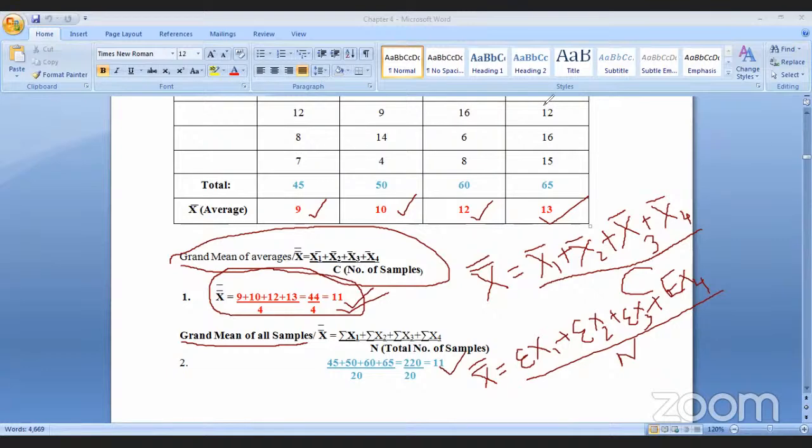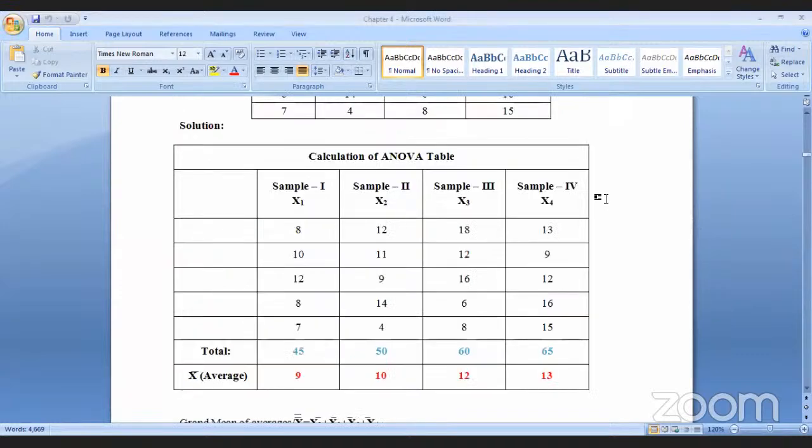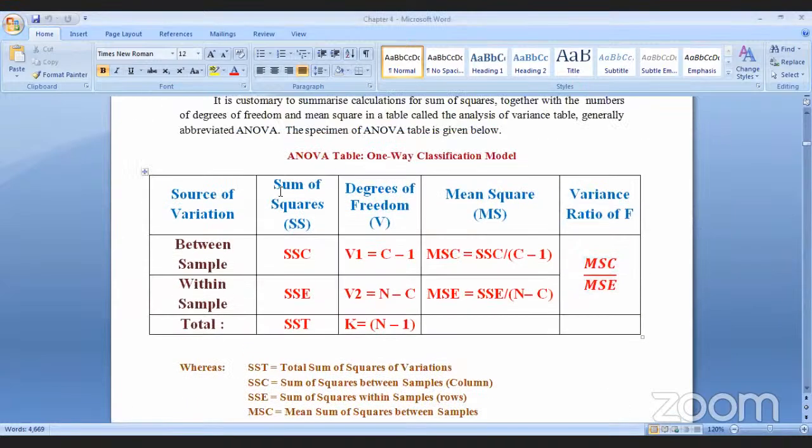Next slide. So this is the first step here. Then we need to go for finding out the SSC value. So you observe this one carefully. First we are going to find out this SSC value. After finding out these values, this value, then this value.